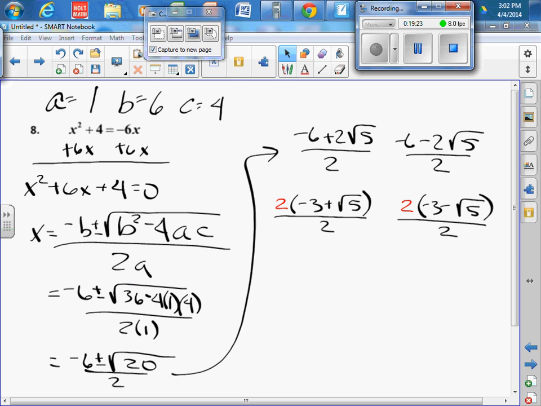And lastly, on number 8, when you plug everything into the formula, you get radical 20. So we're going to have negative 6 plus or minus radical 20 over 2.